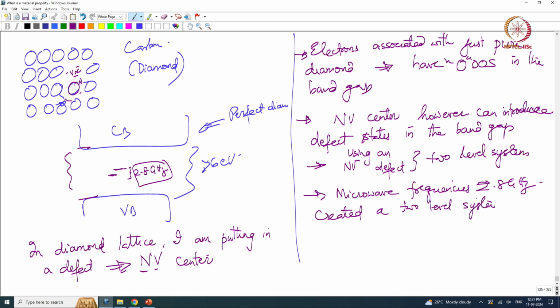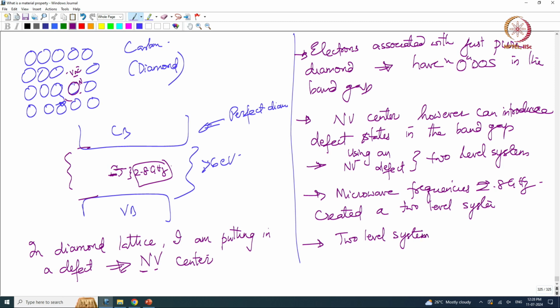Okay. Now, if I need to excite an electron from here to here, I need to give a 2.8 gigahertz microwave pulse, and then I can excite an electron from this state to that state, and then again de-excite it, and excite it and de-excite it, and so on and so forth. This is a real absorption process that happens. These electrons are sort of isolated, they do not have anything else to interact with. They have phonons of course, but they do not have other electrons to interact with, they are very deep inside the band gap. So it is as if I created a two level system in vacuum.